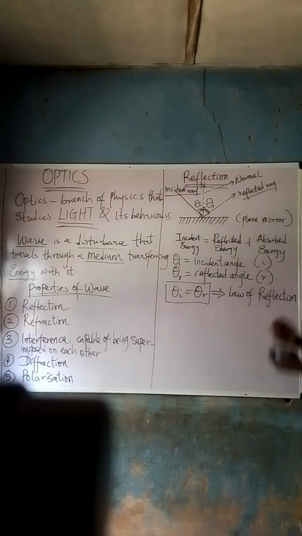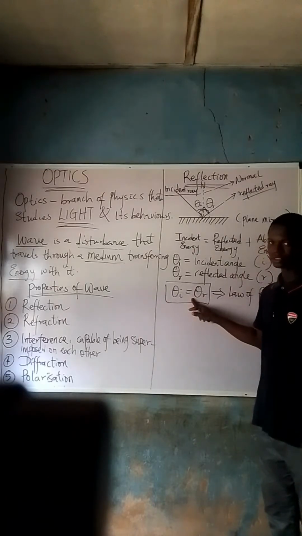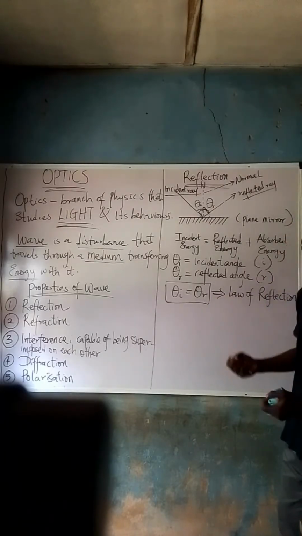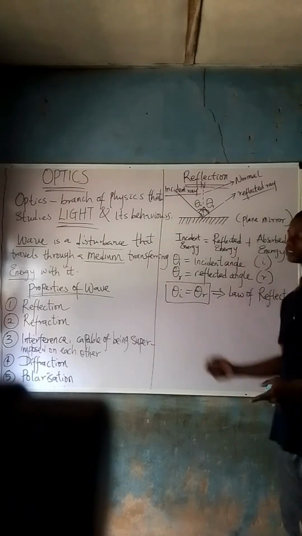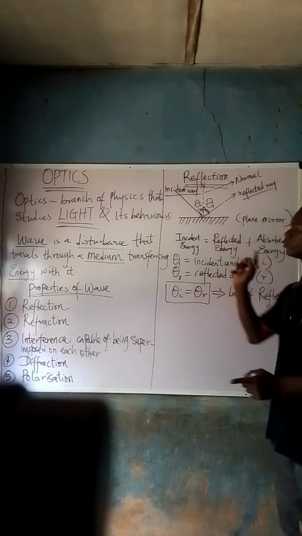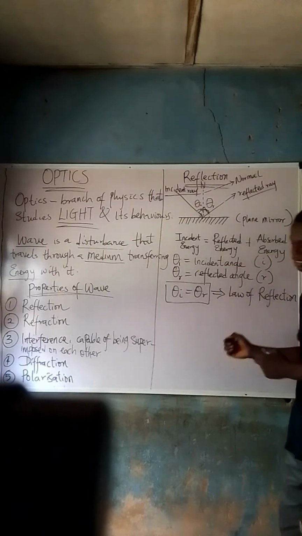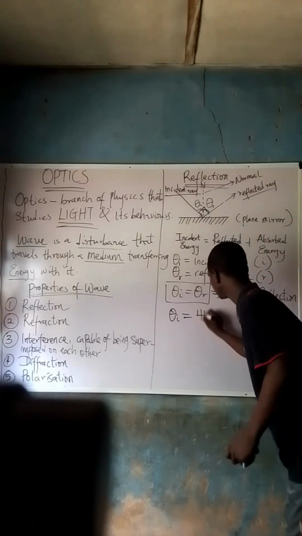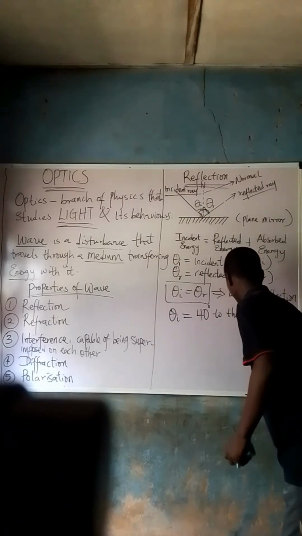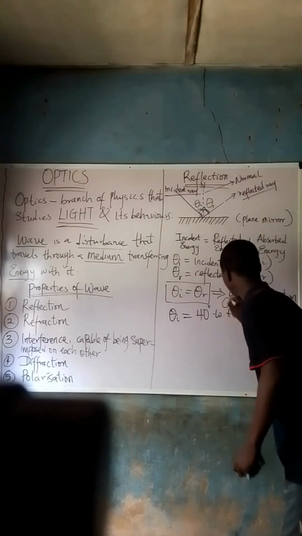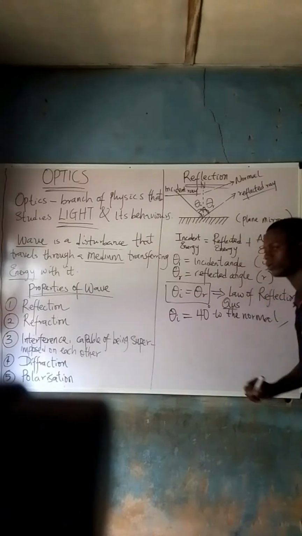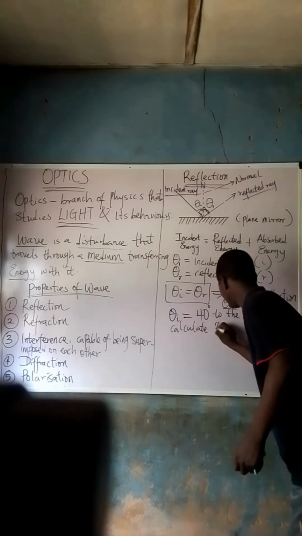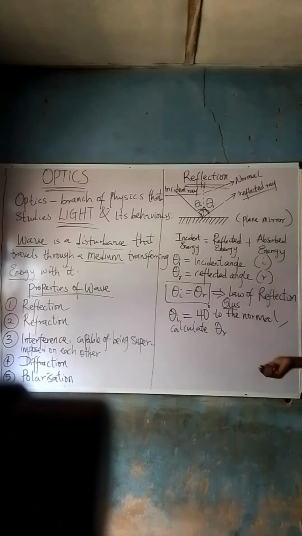Okay? But the most important law we are going to be working with is basically this. Such that if you were told in a question the angle of incidence of a light ray on a mirror surface is 40 degrees to the normal. Let's write, because most of the time I want you to be seeing what I'm saying. If in a question you were told that the angle of incidence is equal to 40 degrees to the normal, and the question was to calculate the angle of reflection, that is theta R, or simply R. How do you do this?